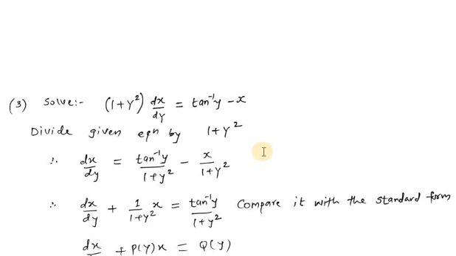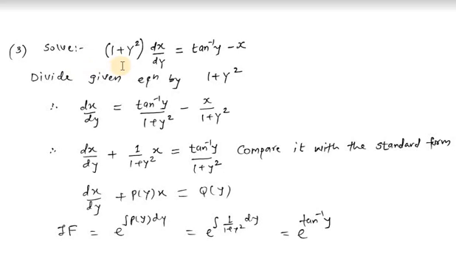Okay, now we will take example number 3. We have to solve this differential equation, that is 1 plus y square dx by dy equals to tan inverse y minus x. So dividing this differential equation by 1 plus y square, in the left hand side we have dx by dy equals to tan inverse y by 1 plus y square minus x over 1 plus y square. Now taking this term towards left hand side, we have dx by dy plus 1 over 1 plus y square into x, that is equals to tan inverse y over 1 plus y square.